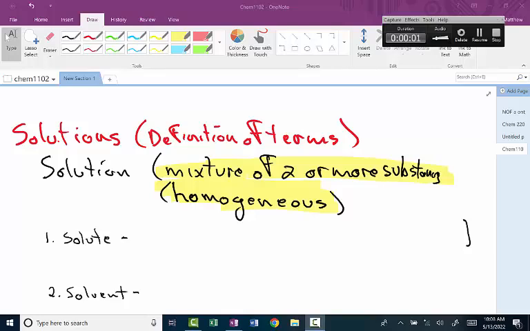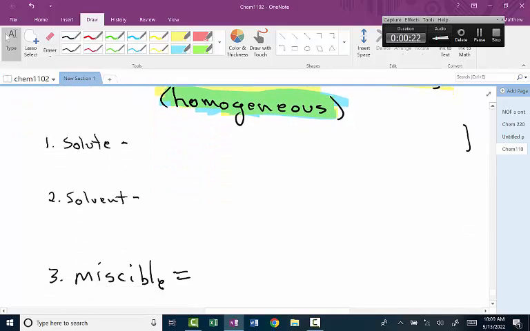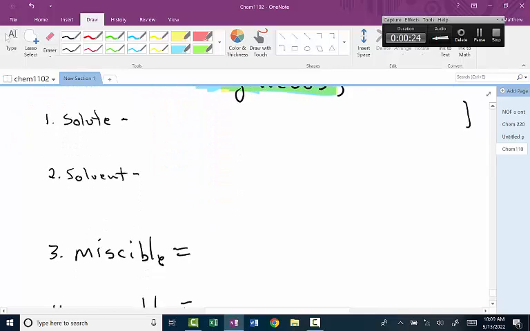So we're going to talk about solutions and the definitions of terms and solutions. And the first thing is a solution is a mixture of two or more substances, and the big deal is it is homogeneous. It has to be homogeneous to be a solution. Although you could talk about heterogeneous solutions, that is not the norm. When people say solution, they mean homogeneous.